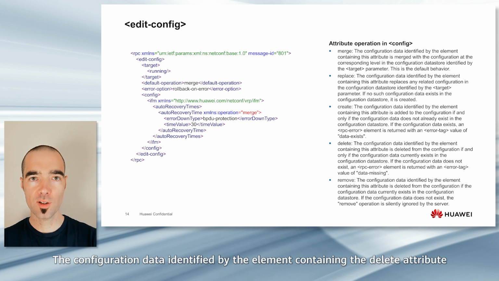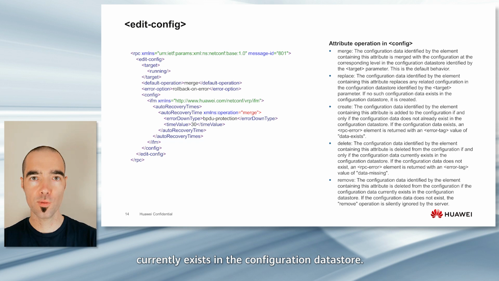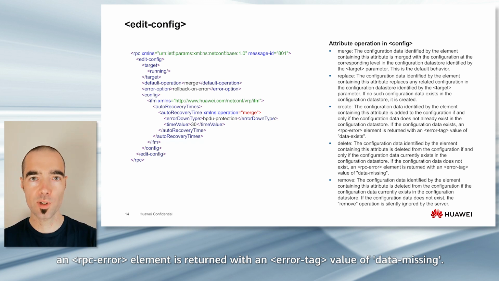The configuration data identified by the element containing the delete attribute is deleted from the configuration if and only if the configuration data currently exists in the configuration data store. If the configuration data does not exist, an RPC error element is returned with an error tag value of data missing.